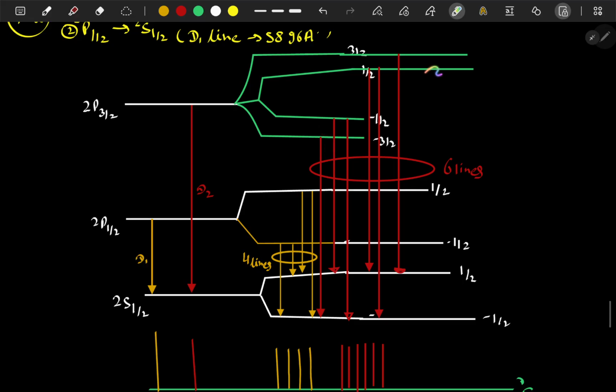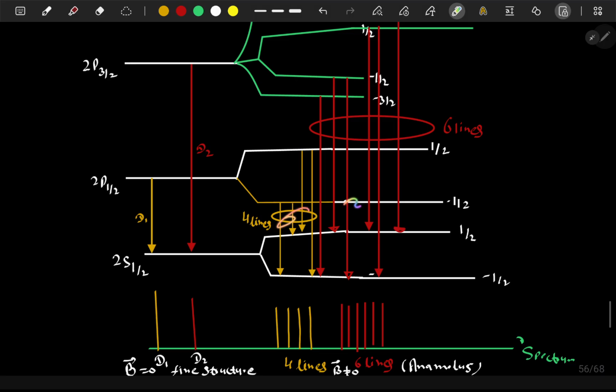Now let's check. From this line, how many transitions are possible? Are these two possible? Yes. And from here to here, is it possible? 1 by 2 minus 3 by 2 equal to minus 2 by 2, minus 1, is possible. Now from here to here, is it possible? Minus 1 by 2 minus 1 by 2 equal to 0. Yes, it is possible. So this line is also possible. So how many lines are we getting? 3 lines and 3 lines. Okay, so these are the possible lines.